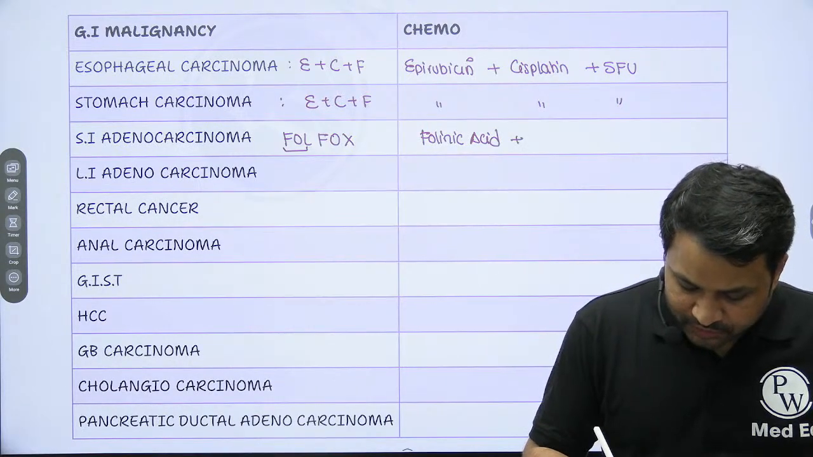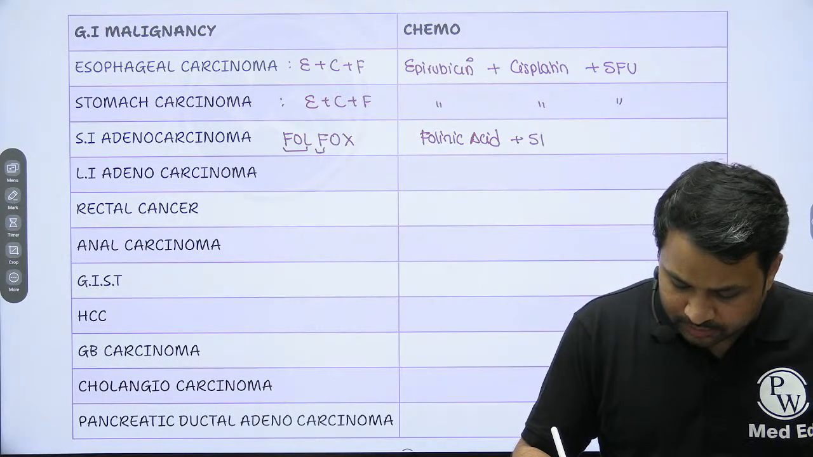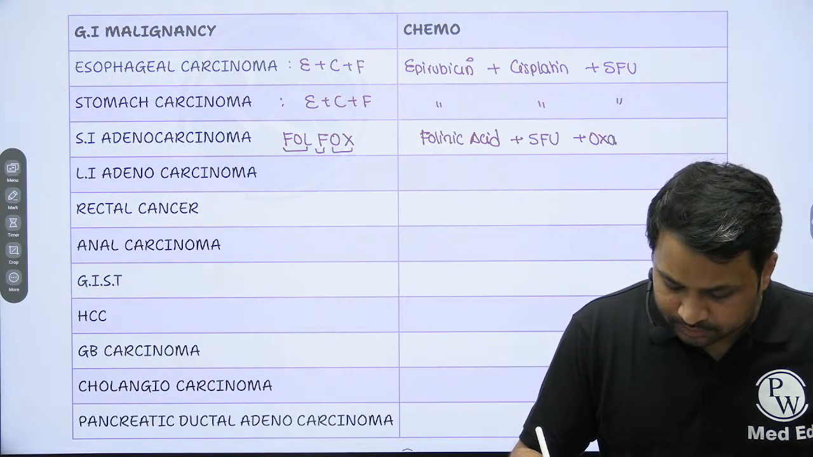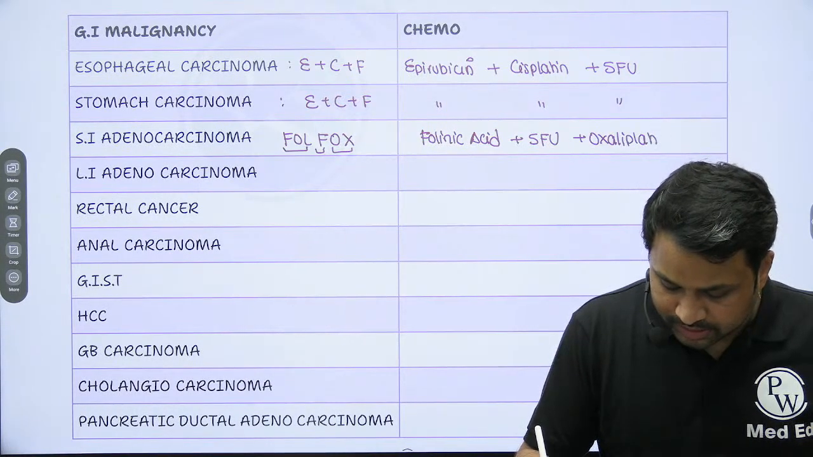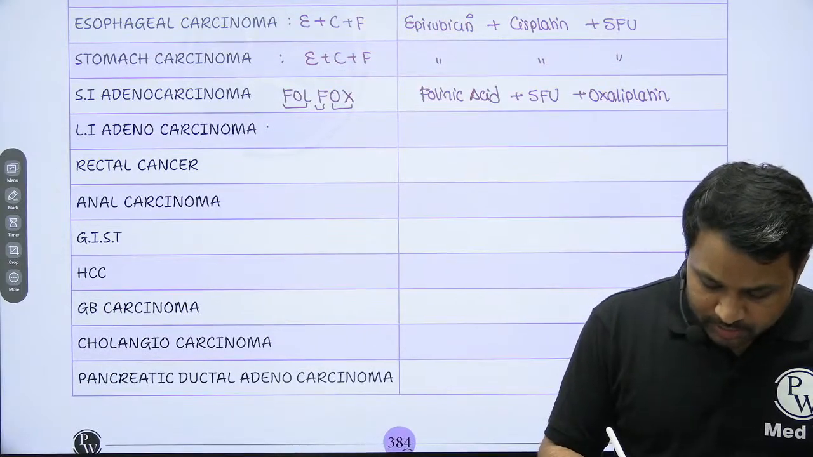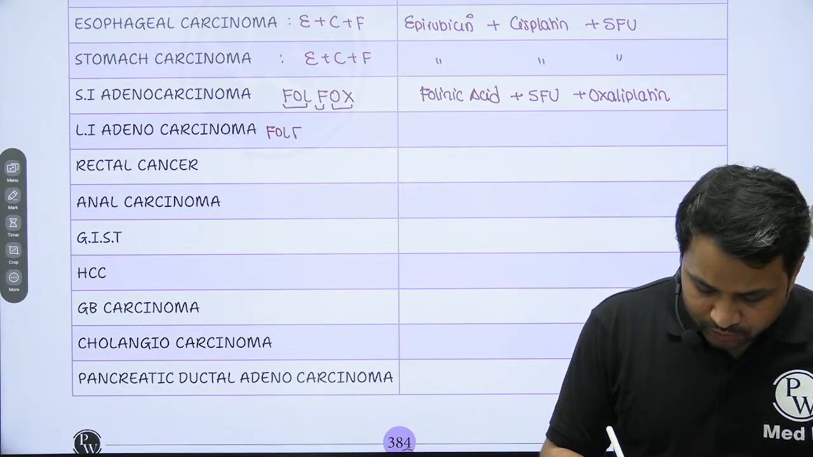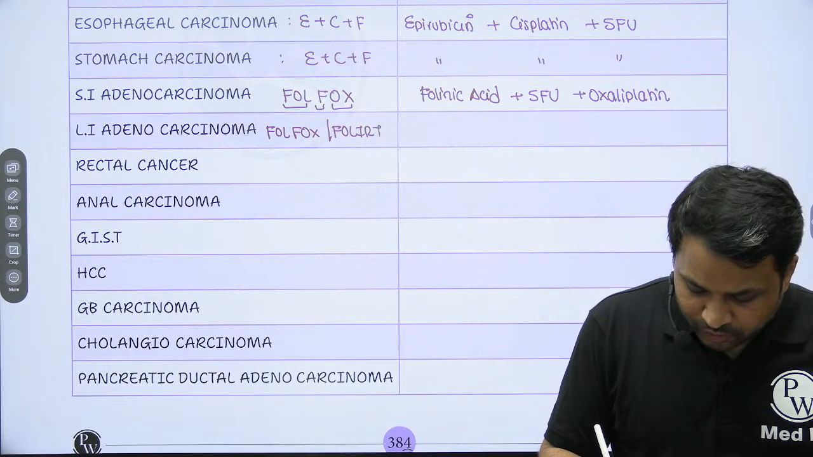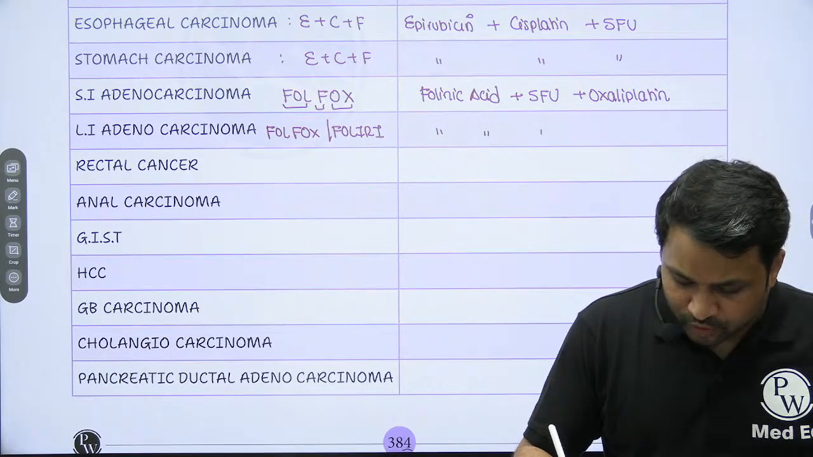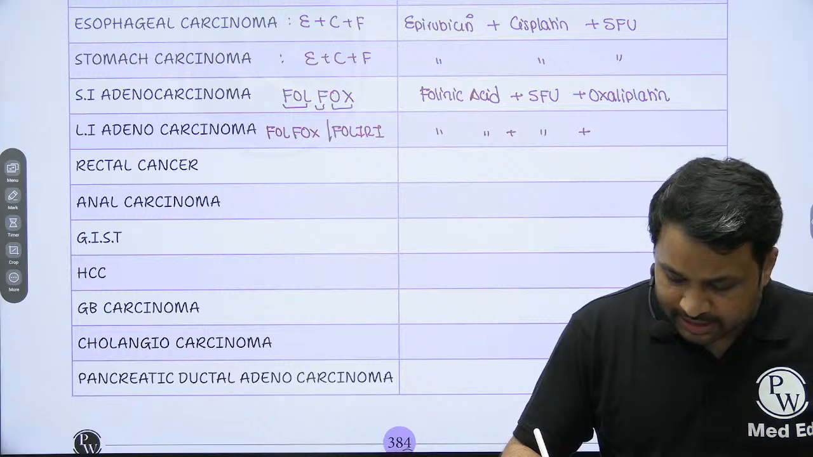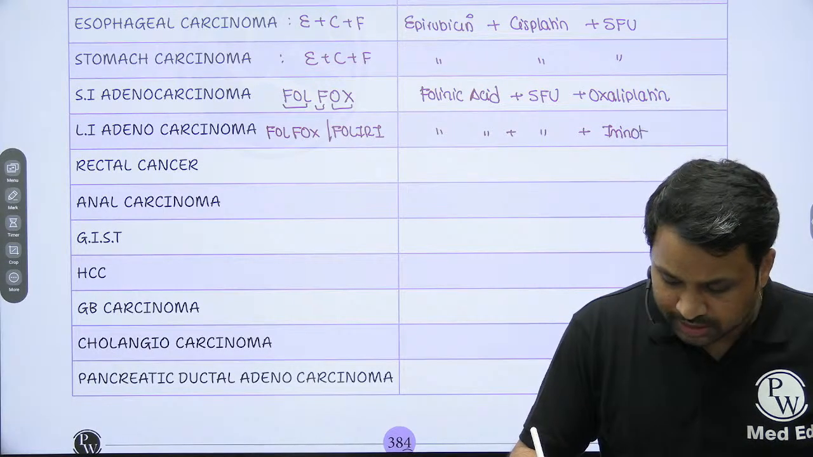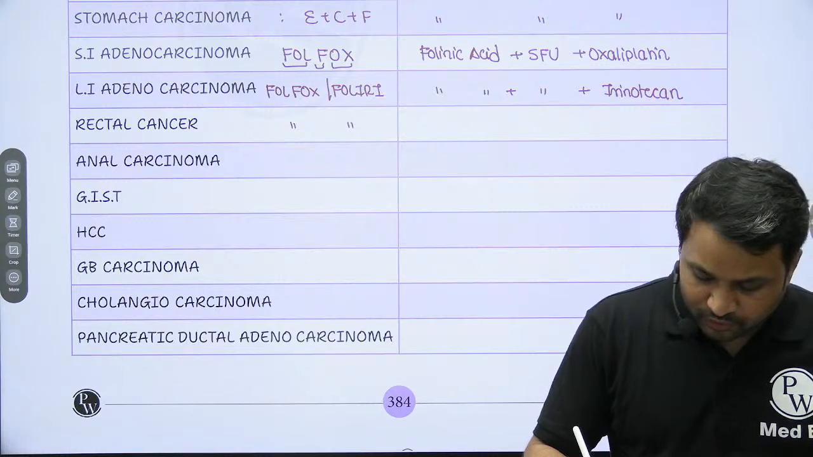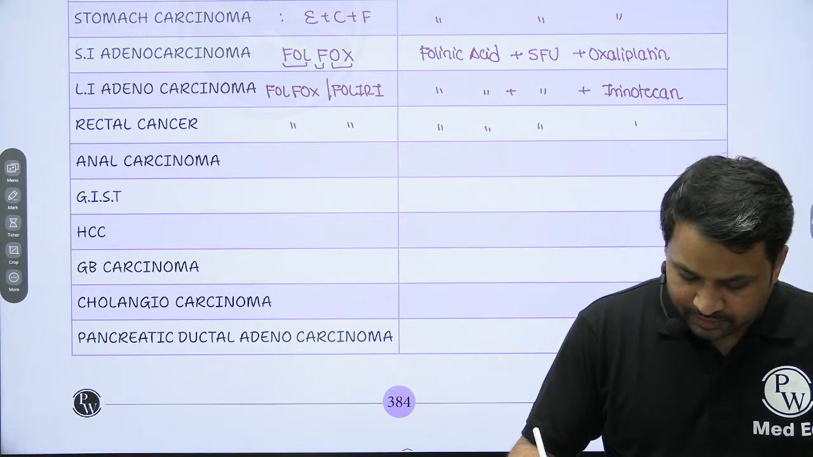Then F stands for 5-fluorouracil. OX stands for oxaliplatin. Large intestinal adenocarcinoma can have both, that is the FOLFOX regimen, or you can have FOLFIRI. So in FOLFIRI, it is folinic acid, 5-fluorouracil, but this time IRI stands for irinotecan. Rectal cancer will have the same, that is FOLFOX and FOLFIRI. So you can have the same components.